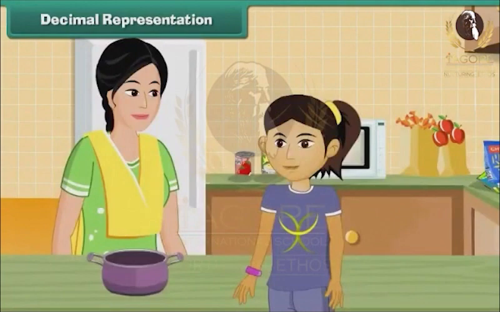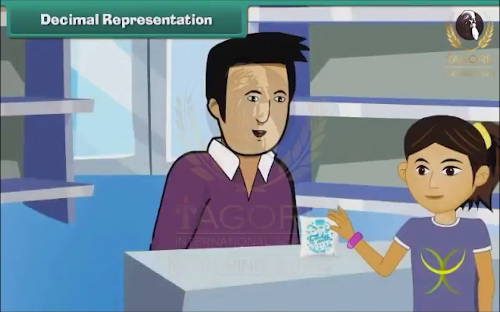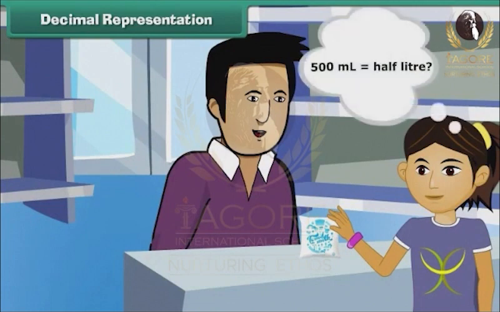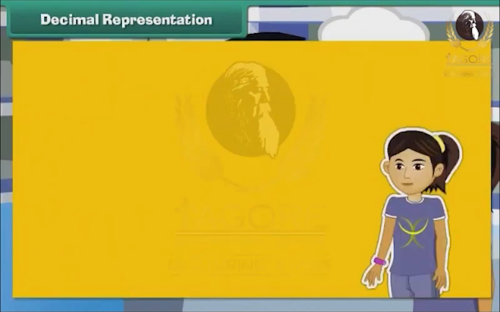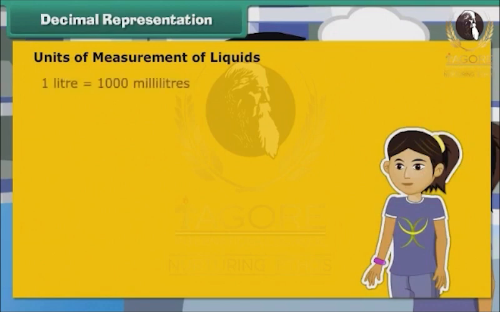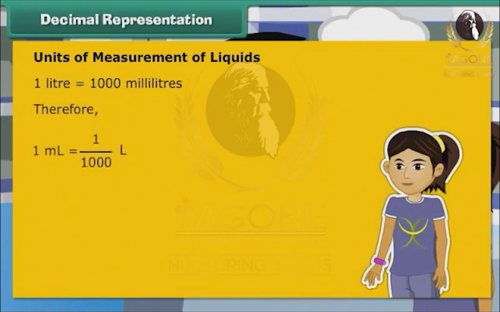Savita's mother asked her to get a half-liter milk pouch from Mother Dairy. When she went to buy it, the person at the booth handed her a 500 ml pouch. Savita was confused. Is 500 ml the same as half-liter? To be able to answer this question, we must first understand the units used to measure liquids. Take a look. 1 liter is equal to 1000 milliliters. Therefore, 1 ml is equal to 1 by 1000 liter. That is equal to 0.001 liter.